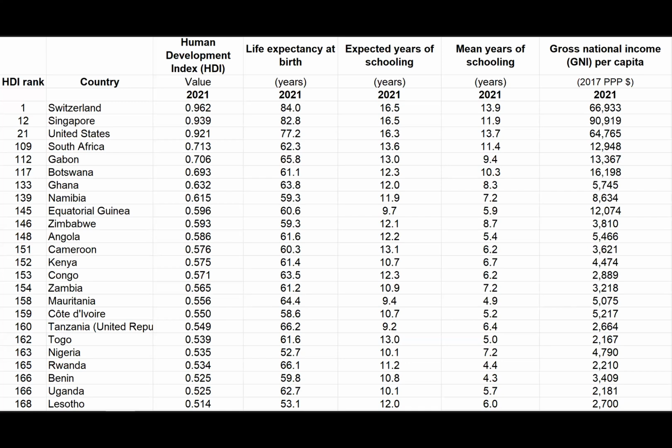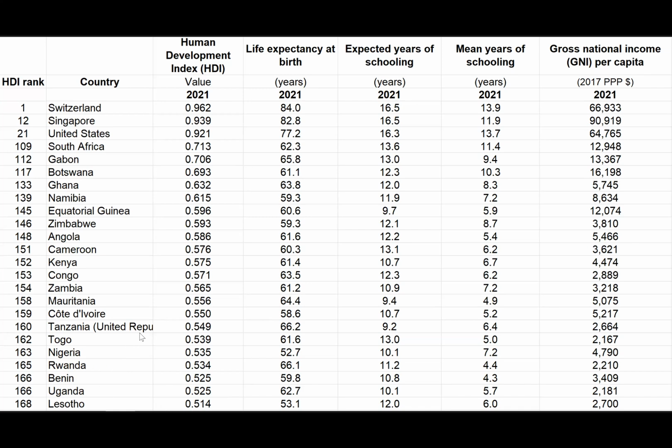So looking at the Human Development Index, and I kind of ordered it. I included Switzerland, Singapore, the US. The highest scoring one in Sub-Saharan Africa is South Africa, and it only comes in at 109. You can see the life expectancy is a bit lower. The gross national income per capita is not very high. And we're not going to go through every one of them, but you can see all the way down this list.